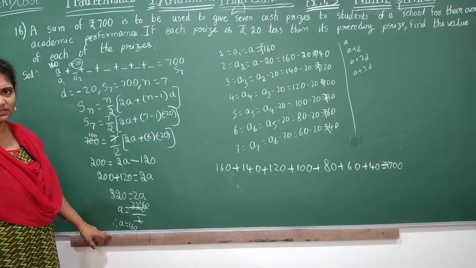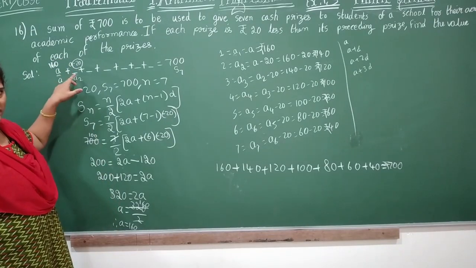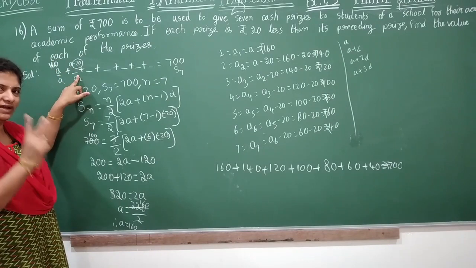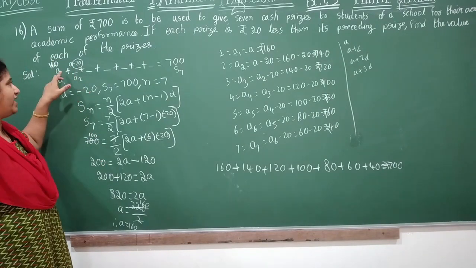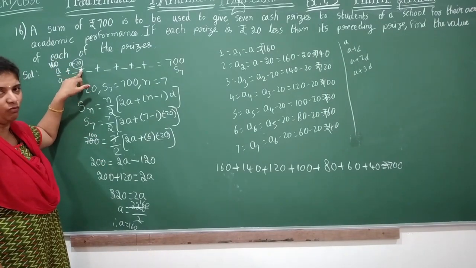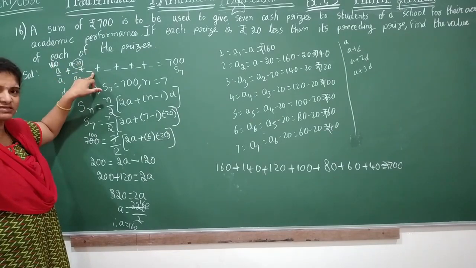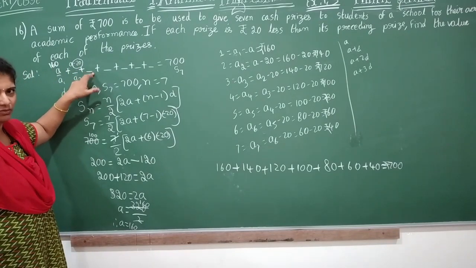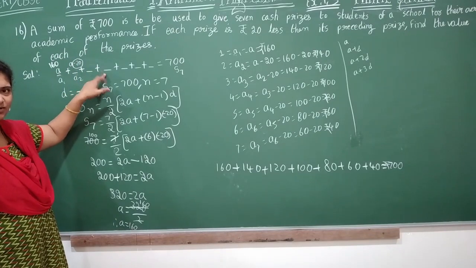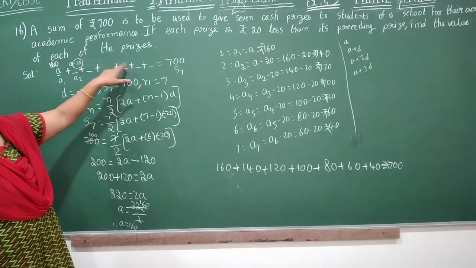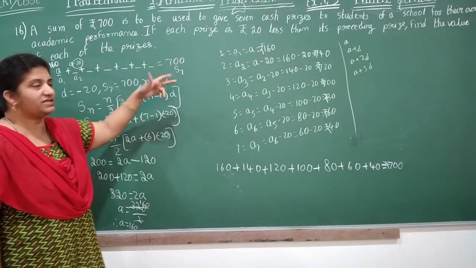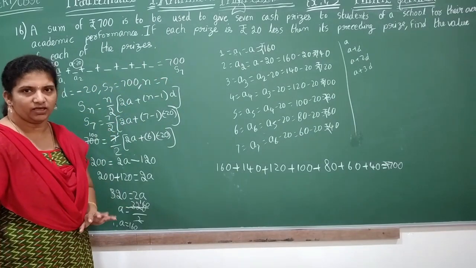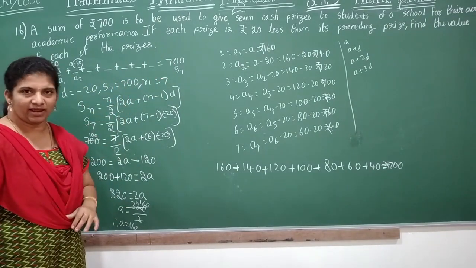Okay. A means first prize. What will be the second prize here? 20 reduced, right? 160 minus 20 will be 140. Next prize, again 20 reduced, 120. Again 20 reduced, 100. Again 80. Again 60. 60 minus 20 will be 40. So these are the 7 prizes.